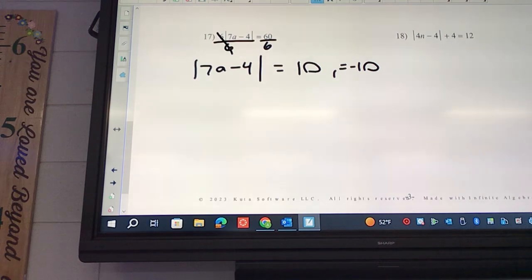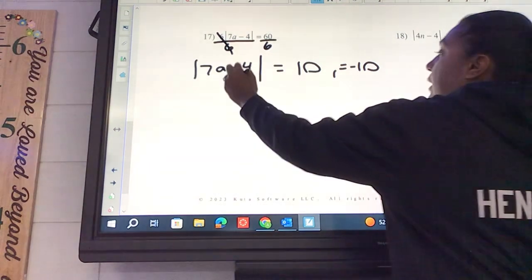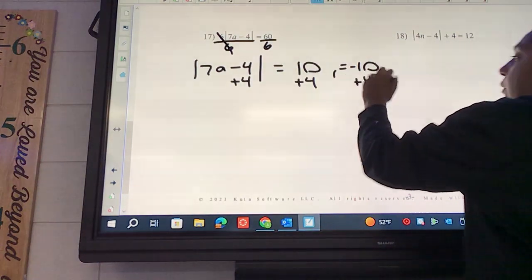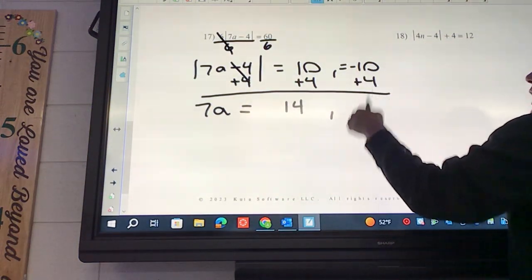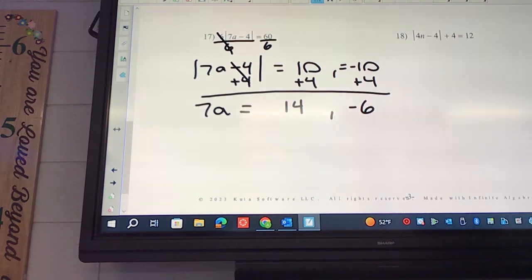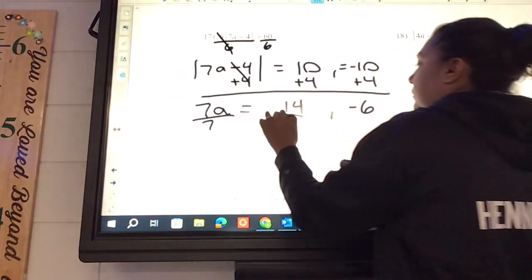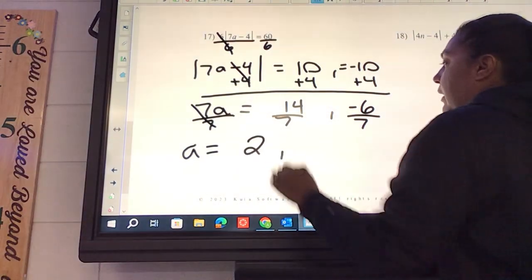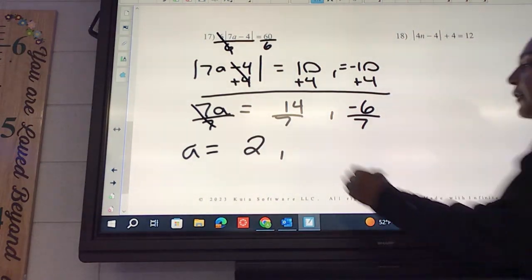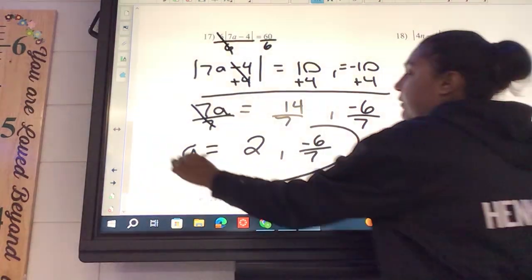Okay, now looking at the stuff inside the bars, what needs moved first? The -4, so we're going to say +4, +4. So I got 7a equals, well, 10 plus 4 is going to be 14. -10 plus 4 is going to be -6. Okay, and then what needs done? Divide by 7. So a equals, well, 14 divided by 7 is 2. Negative 6 divided by 7, that fraction does not reduce, it's going to stay negative 6 over 7.